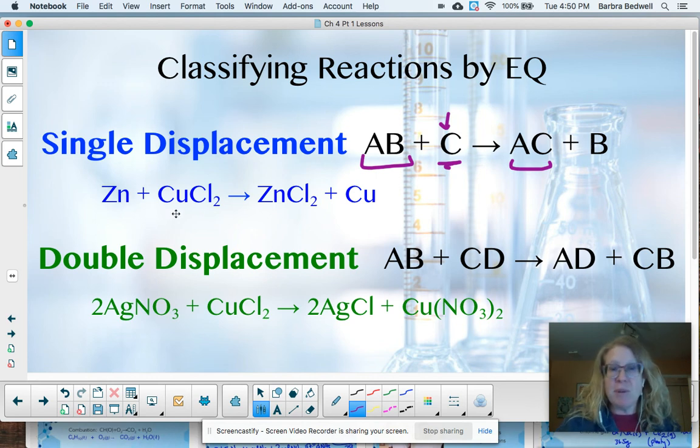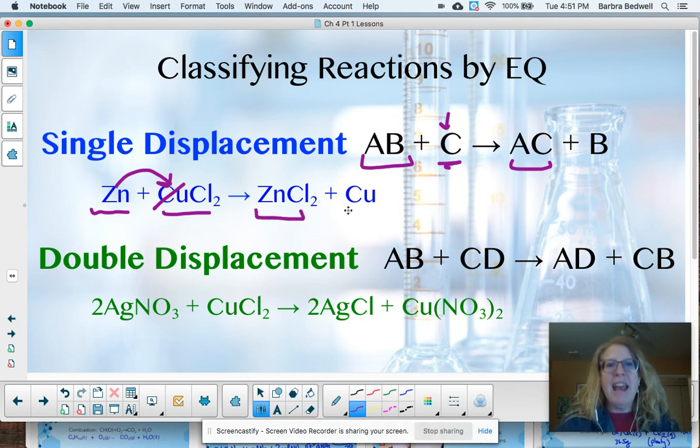So here's a case where these are both metals, and you can see an actual case of a single displacement reaction. If I take a chunk of zinc and I drop it into a solution of copper 2 chloride, the zinc is going to kick out the copper and take its spot. It's going to displace the copper. So now zinc has paired up with chlorine to make the compound zinc chloride, and copper has now been displaced as a single element. Single displacement or single replacement.